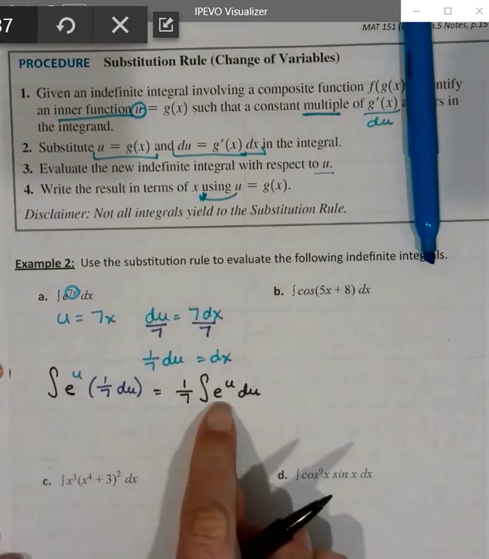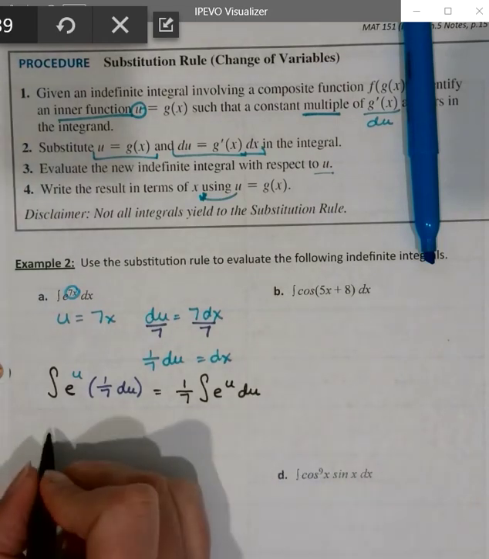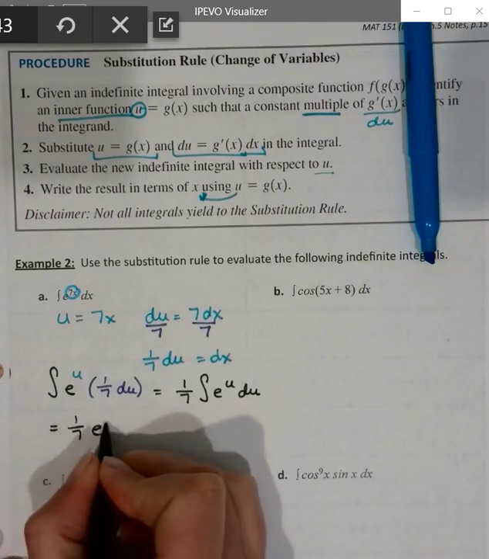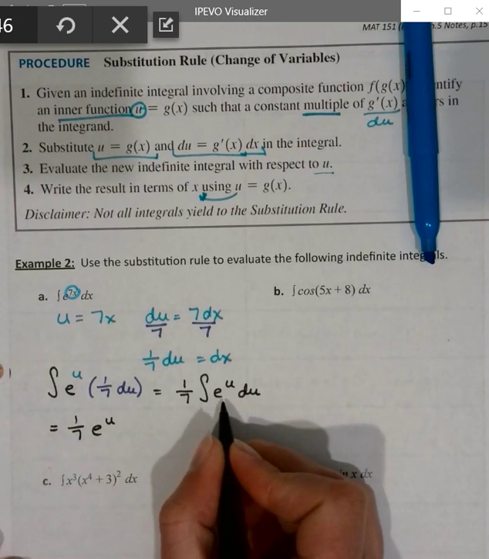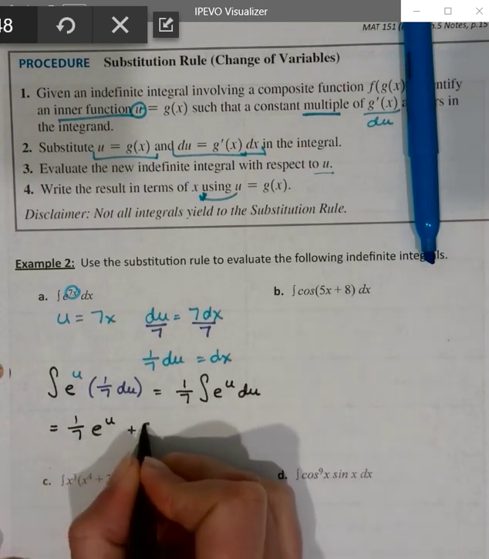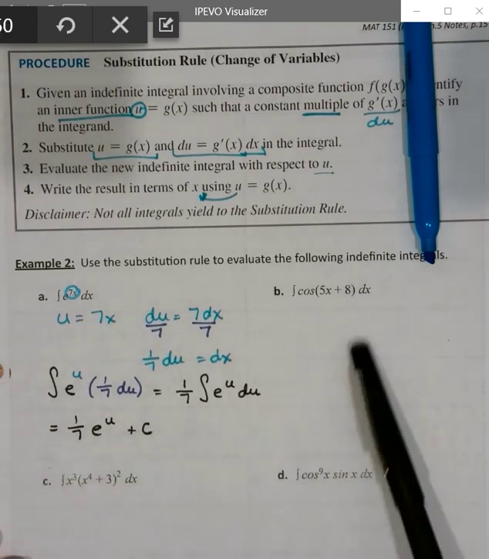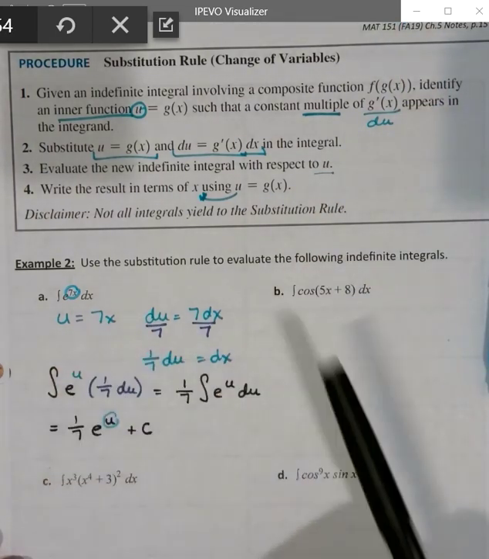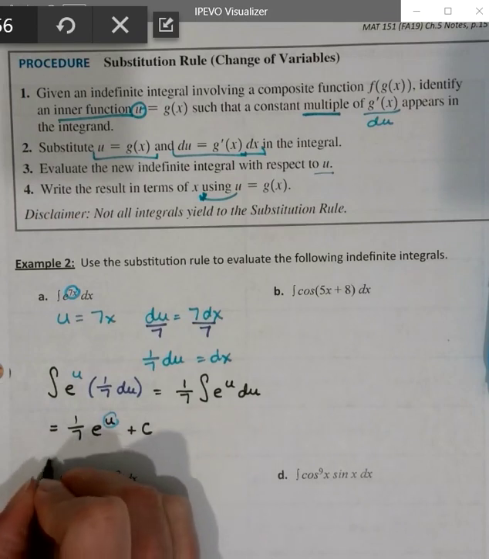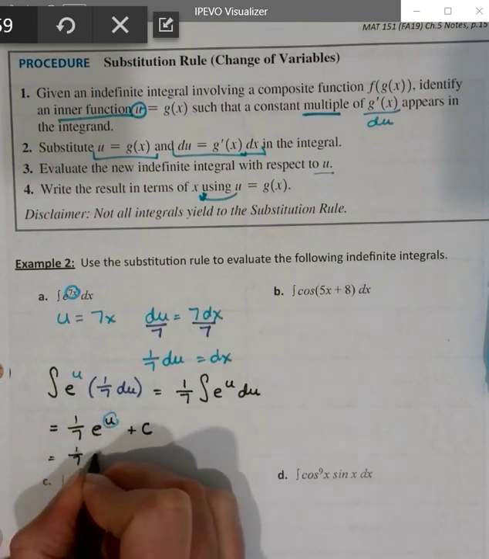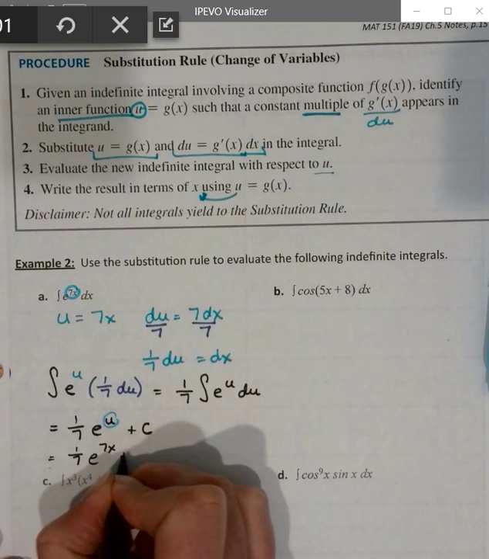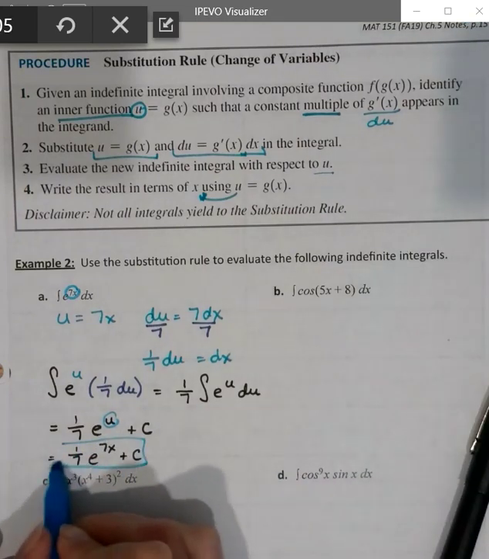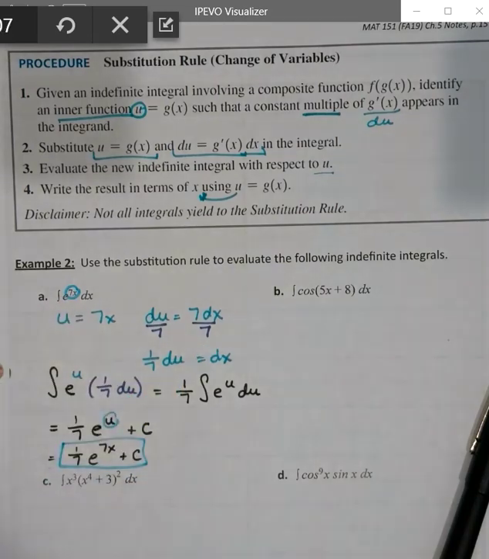And I know how e to the u integrates. It integrates into e to the u. Remember, the derivative of e to the x is e to the x. So I'll have 1/7 e to the u. I've taken the antiderivative of e to the u. I got e to the u plus c. And then our final step is just to go back in and replace our u with 7x. And we'll have our general antiderivative. 1/7 e to the 7x plus c. Now we can always check these, because remember, if we take their derivatives, we should get the initial integrand back out.